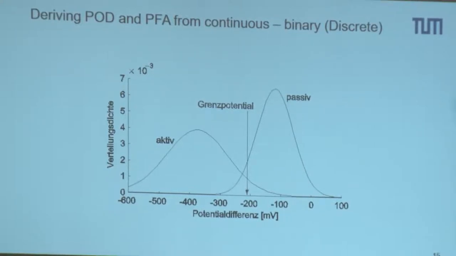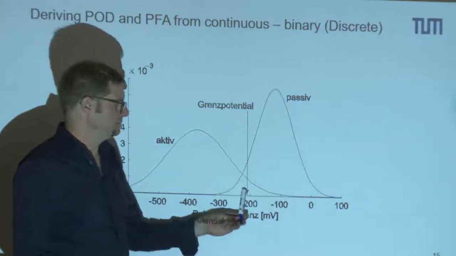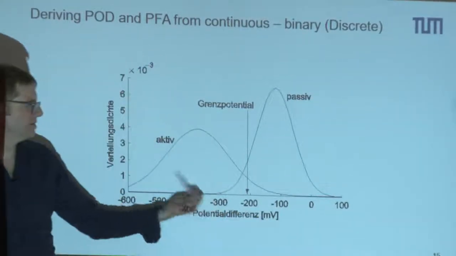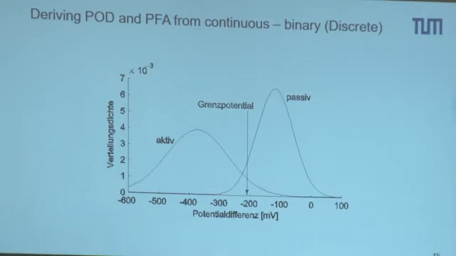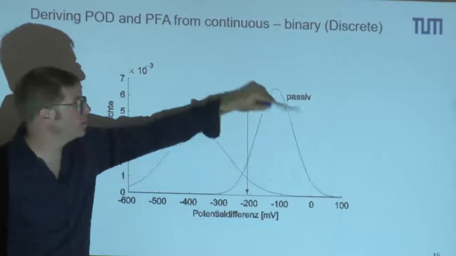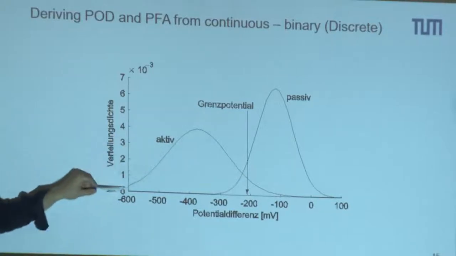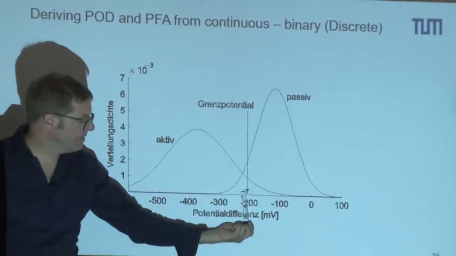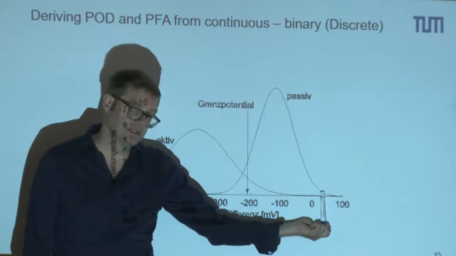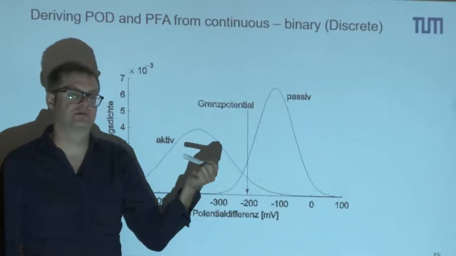But the way they do it is they use this more deterministic interpretation, and they say everything that has a potential here we interpret as not corroded, and here we interpret it as corroded. And from this, we can now construct the POD. So how can we see in this figure, so this is the threshold that they put. This is the distribution given that it's not corroded. This is the distribution given that it's corroded. Every result on this side is interpreted as corroded. Every result on this side is interpreted as not corroded. How can we see on this figure the probability of detection?